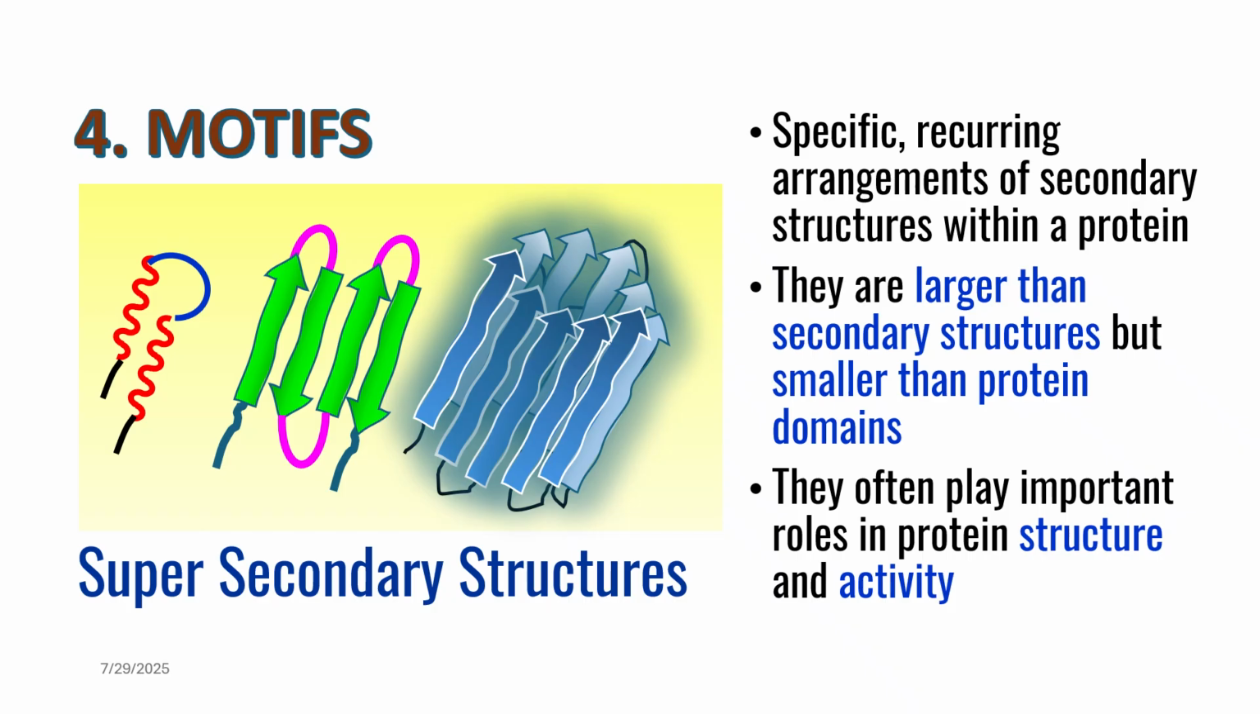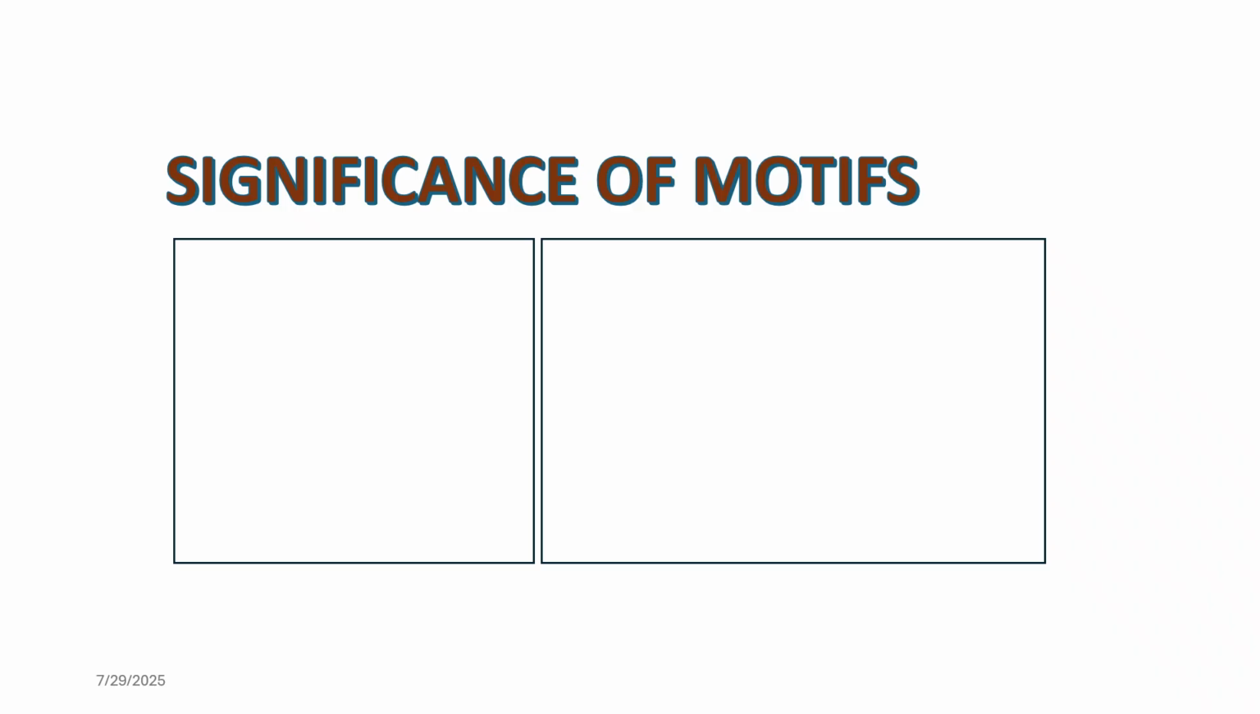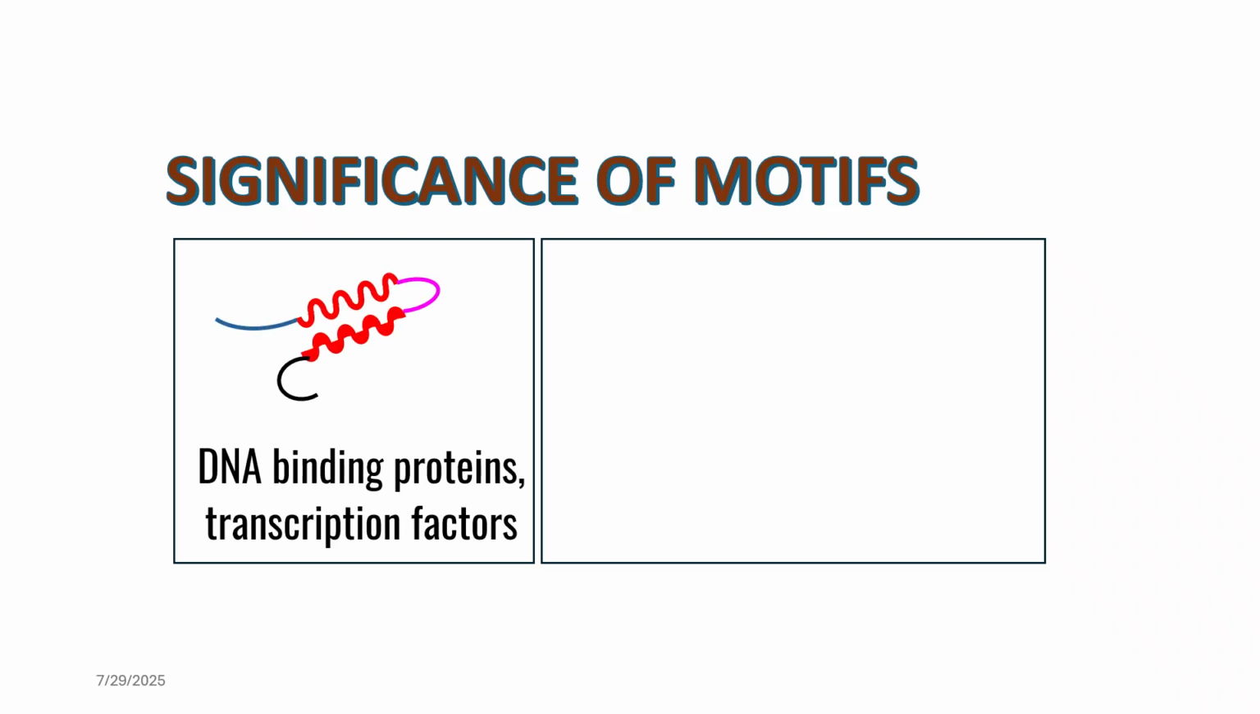They often play an important role in protein structure and function. So this is all about the motifs or supersecondary structures. Biologically they are active. They may be more compact than the secondary structures. What is the significance of these? They play important roles in various metabolic pathways.